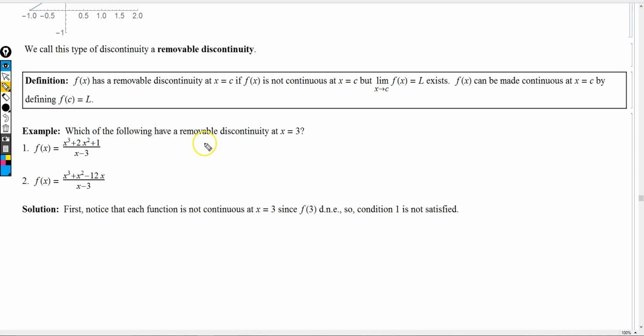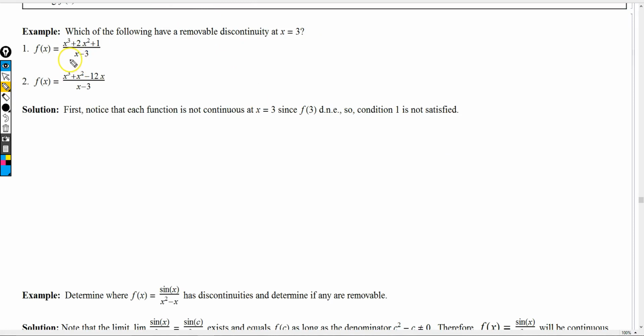For the following functions, both of these functions are not continuous at 3, because if I put 3 in for x, I get 0 in the denominator, so f of 3 is undefined. But let's see which ones have removable discontinuities. So let's take a look at the first one.